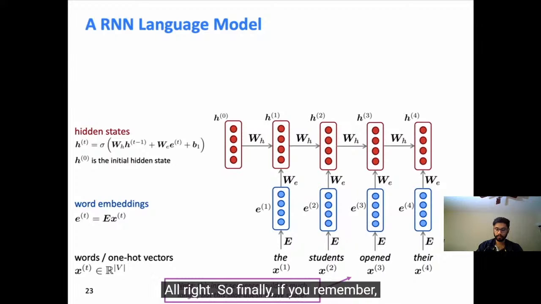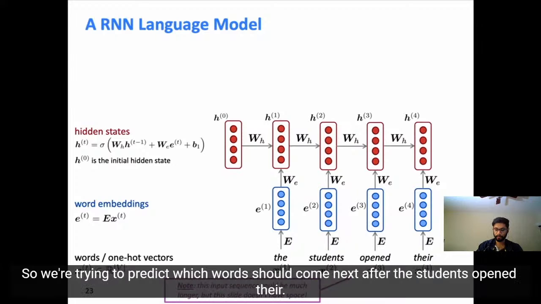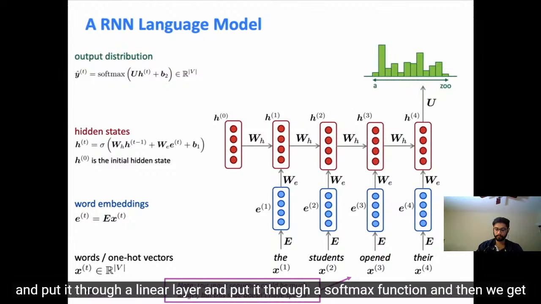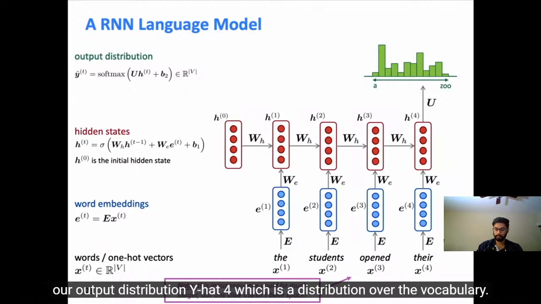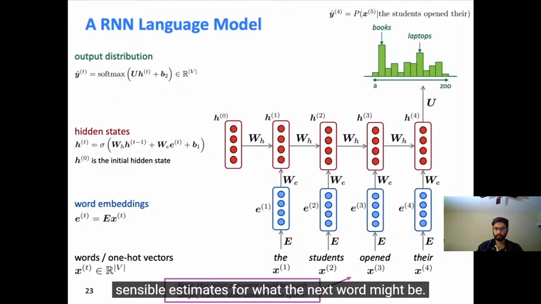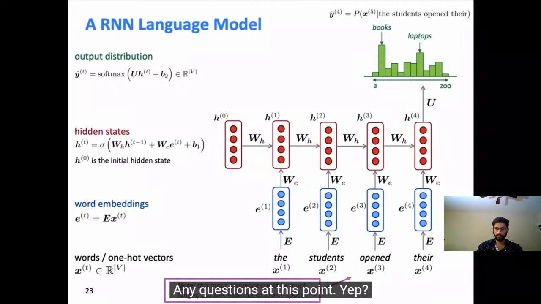All right, so finally, if you remember, we're trying to do language modeling. So we're trying to predict which word should come next after the student's opened there. So on this 4th step over here, we can use the current hidden state, H4, and put it through a linear layer and put it through a softmax function, and then we get our output distribution y-hat4, which is a distribution over the vocabulary. And again, hopefully we'll get some kind of sensible estimates for what the next word might be. Any questions at this point?